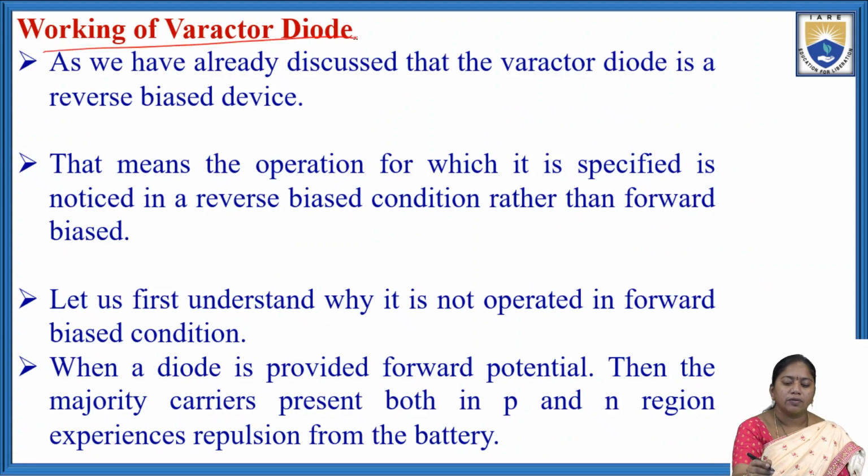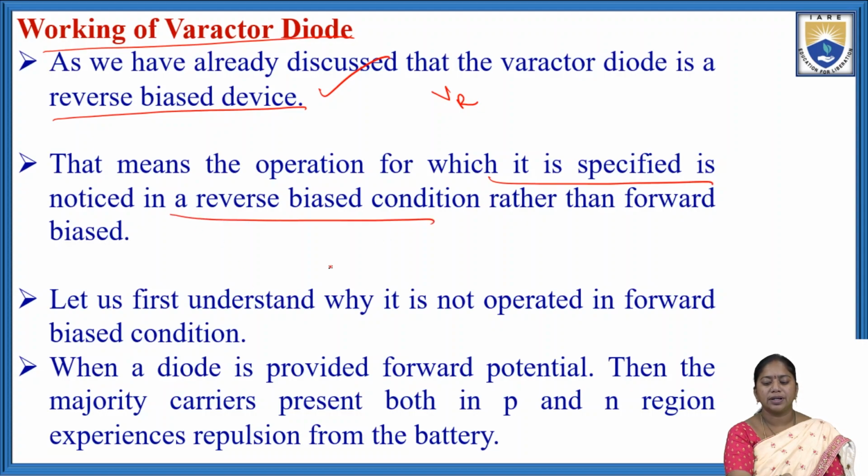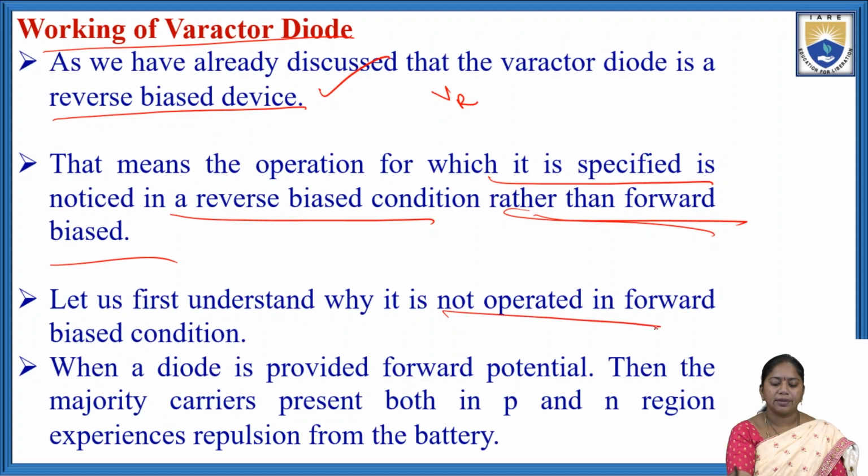Working of the varactor diode. As we have already discussed, the varactor diode is a reverse biased diode. The varactor diode is always operated in reverse bias voltage. That means the operation for which it is specified is in the reverse biased condition rather than the forward biased condition. Let us first understand why it is not operated in the forward biased condition.